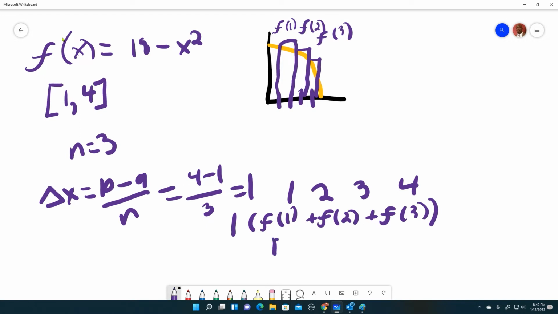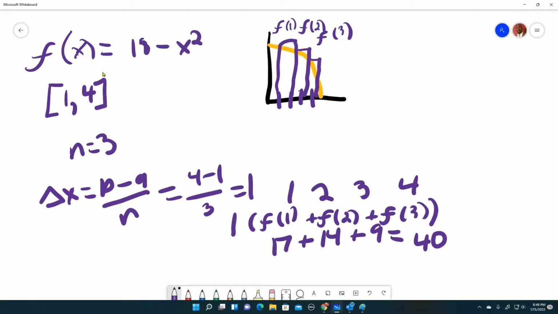So f of 1 is 17. F of 2 is 14. F of 3 is 9. And when you add all that good stuff up, you get 40. So for the left Riemann sum, we got 40.